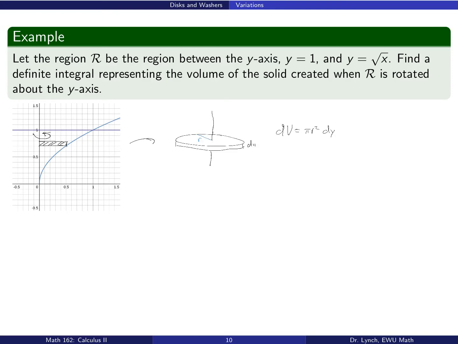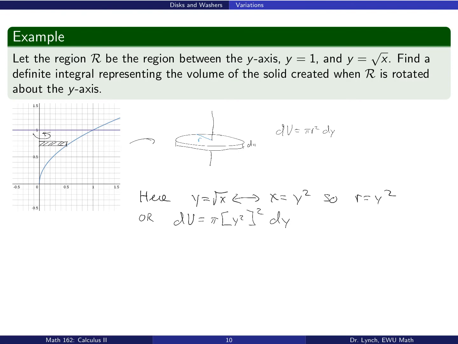So the slice, the rotation about the y-axis, the generation of a disk with some radius r and some height dy, the volume of that disk dV equals pi times r squared times dy. Now, unlike the previous examples where we sliced with thickness dx, in this case, slicing with thickness dy tells us we want everything in terms of y instead of in terms of x. Of course, the distance r is given by the distance from the y-axis to the curve, which happens to be exactly x equals y squared.